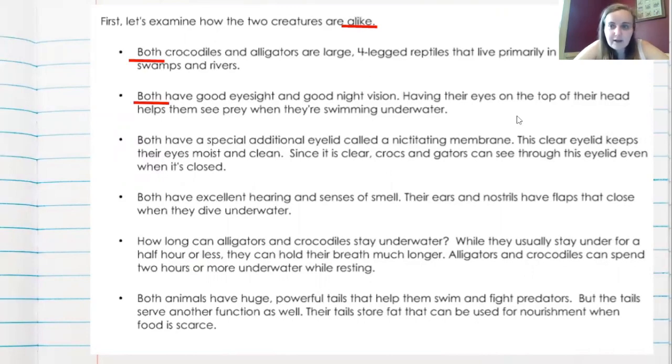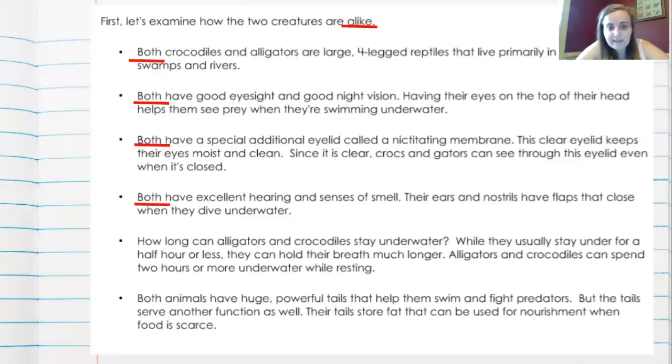Having their eyes on top of their head helps them see when they are swimming underwater. Both have a special additional eyelid called a nictitating membrane. This clear eyelid keeps their eyes moist and clean. Since it's clear, crocs and gators can see through this eyelid even when it's closed.